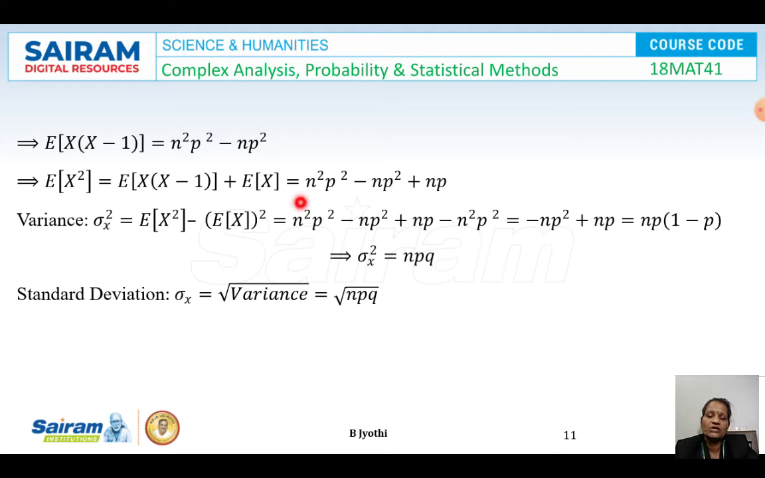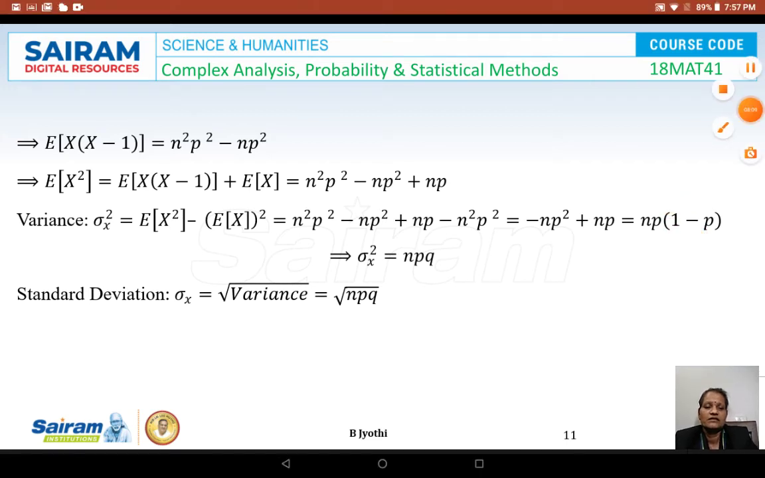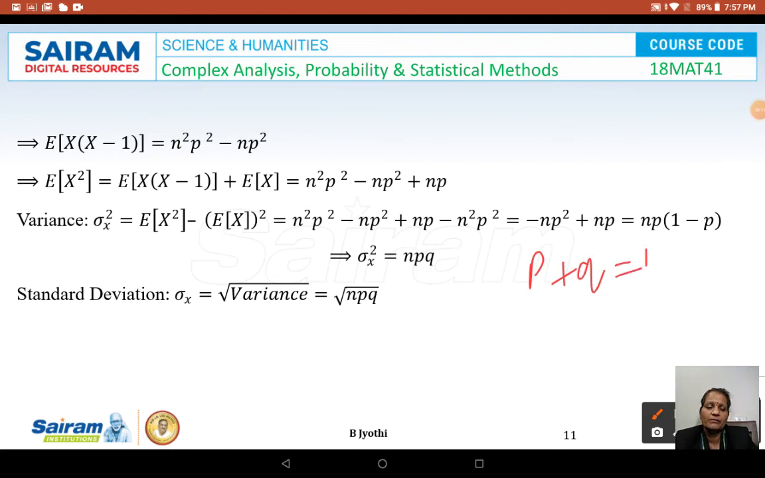which is n squared p squared minus np squared plus np minus n squared p squared, which on cancellation we get np squared minus np squared plus np. By taking np outside, we get 1 minus p. But we know that p plus q is equal to 1. That means 1 minus p can be replaced with q. So this 1 minus p is replaced with q now. Therefore, sigma x the whole square or variance is given by npq.